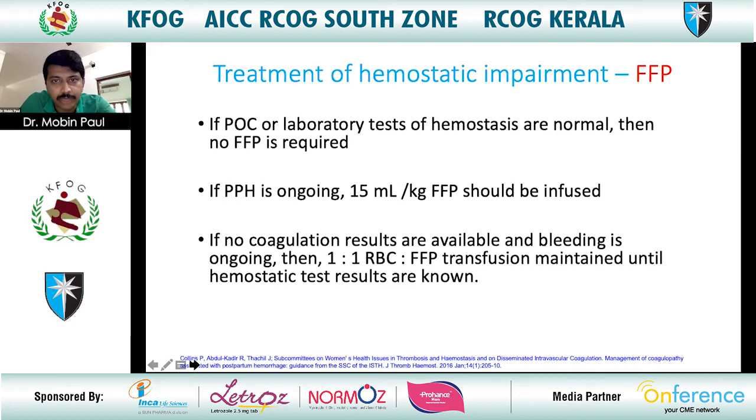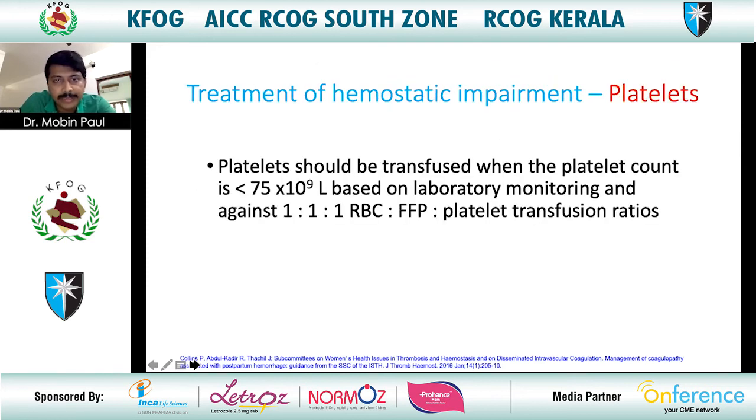With PPH ongoing, FFP 15 ml per kg is to be given, with the ratio I previously described. Platelets should be transfused when the count dips rapidly to less than 75, or falls below 50. For that ratio also, there are no clear-cut guidelines. If you can put it at 1:1:1, it will be good.